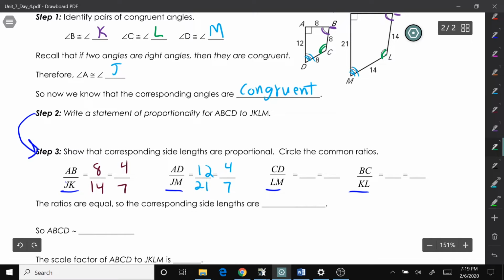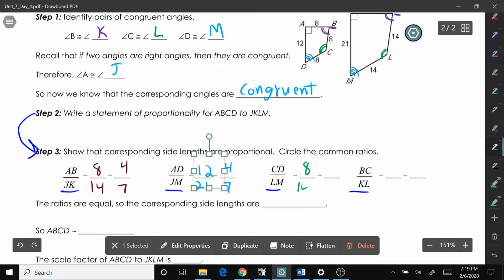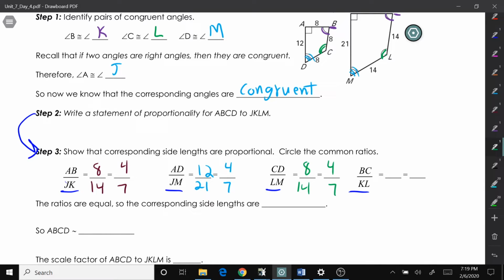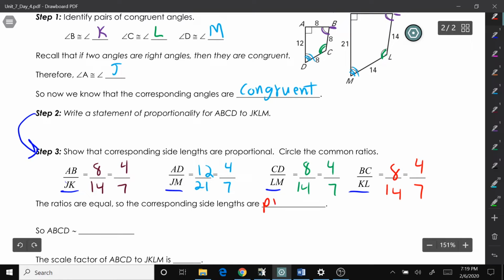So CD is 8, LM is 14, that reduces to 4 over 7, BC is also 8, and KL is also 14, which simplifies to 4 over 7. So since all of the ratios simplify to 4 over 7, the corresponding side lengths are proportional.